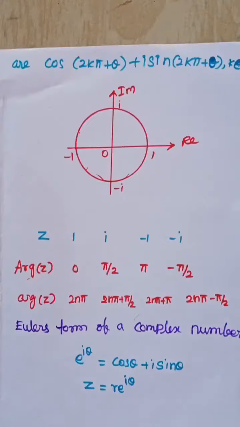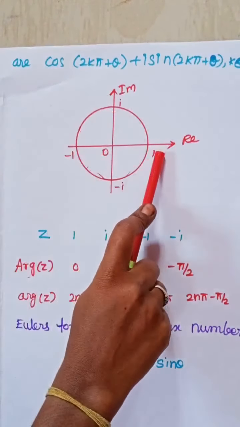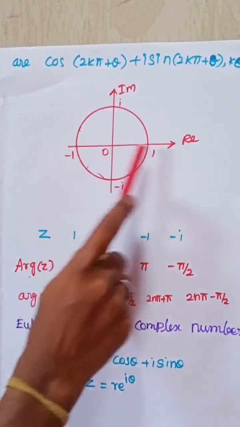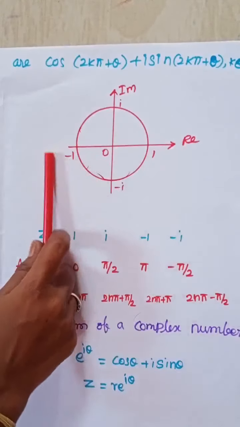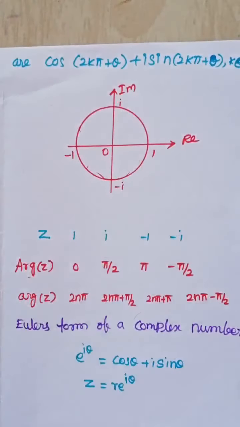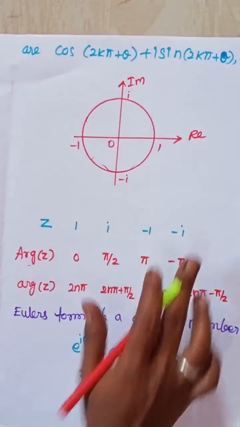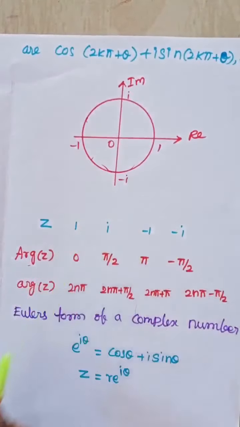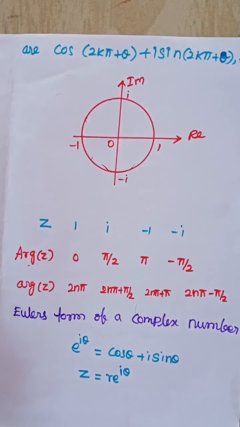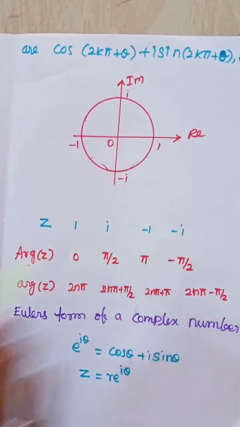Okay. Now see the diagram. It has the real axis, imaginary axis, origin. Here is 1, in the opposite direction on the x-axis is minus 1. Here imaginary positive, here imaginary negative, so i and minus i. Now see, the z values are 1, i, minus 1, minus i. These four numbers are called the fourth roots of unity. The values of the fourth roots of unity are 1, i, minus 1, minus i.